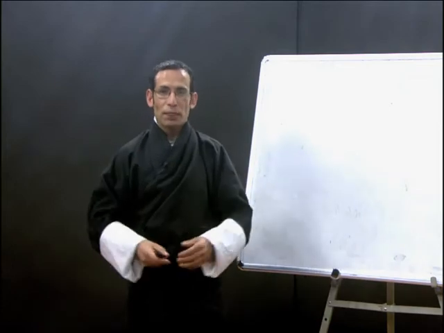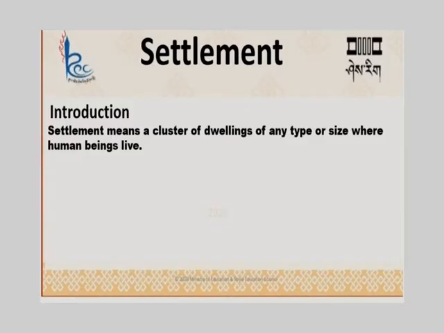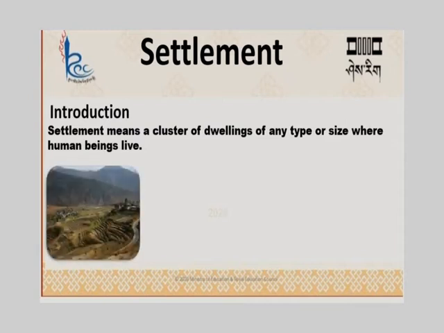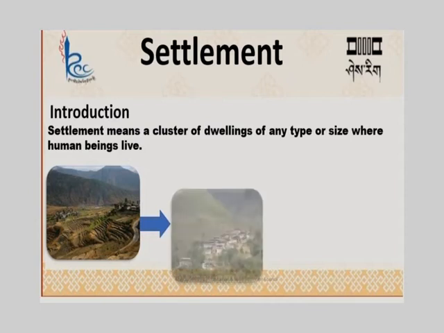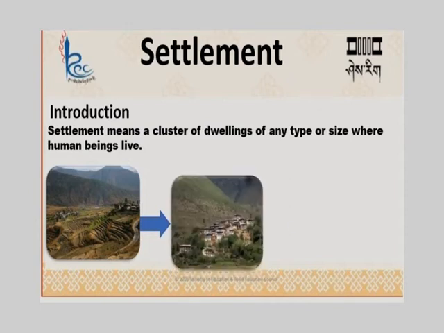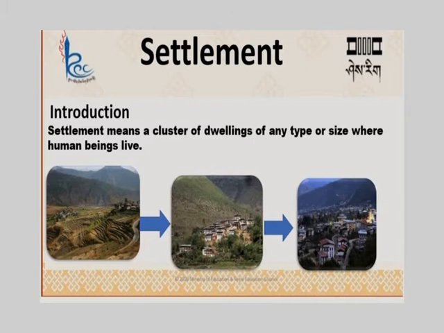As per the slide, settlement means a cluster of dwellings of any type or size where human beings live. Settlement can be of any type, can be small, and that small settlement will slowly grow into a bigger one, and then finally it will grow into a city, right? So settlement is a cluster of dwellings where people live, of any type or size, use this area, and fulfill their needs. That's called settlement.